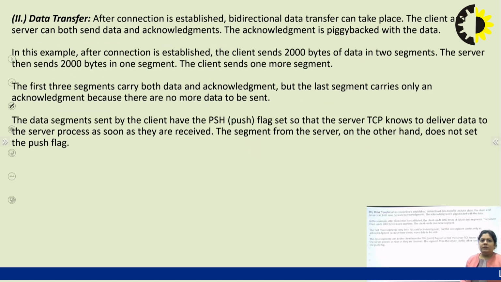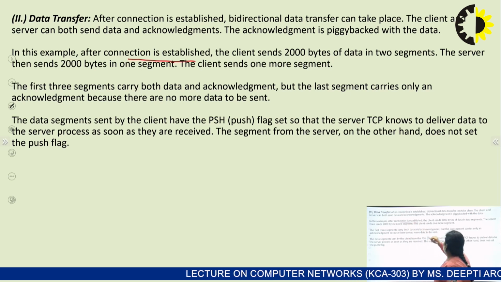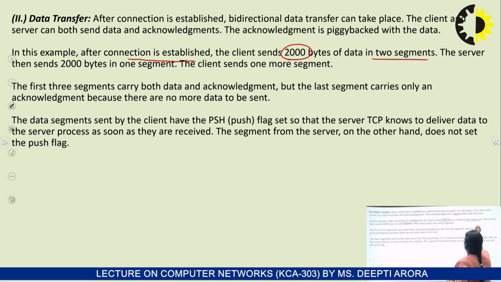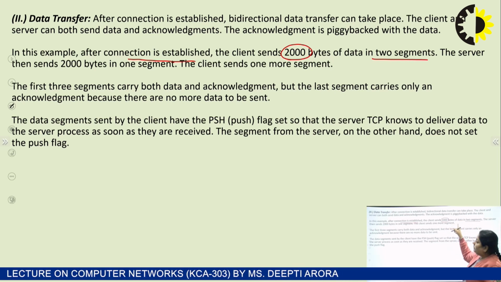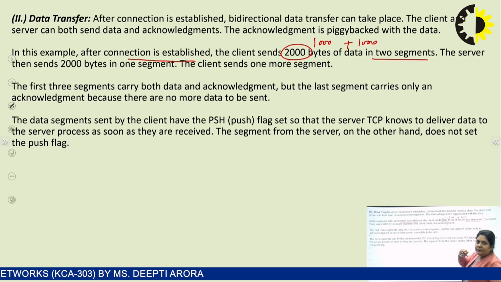So the next phase is data transfer: how the data transfer takes place in a TCP connection. Now the connection is established, and the actual data transfer is going to happen here. In this data transfer, we are taking an example that after the connection is established, the client wants to send 2000 bytes of data in two segments. It will first send 1000 bytes and again it will send 1000 bytes.